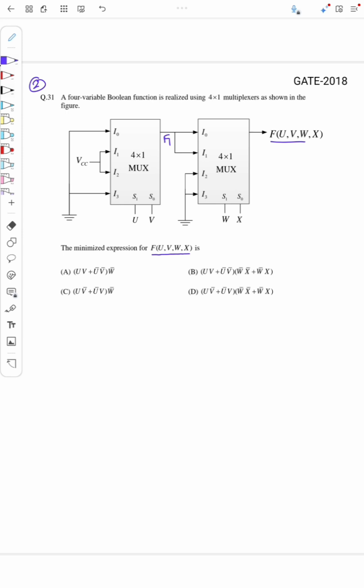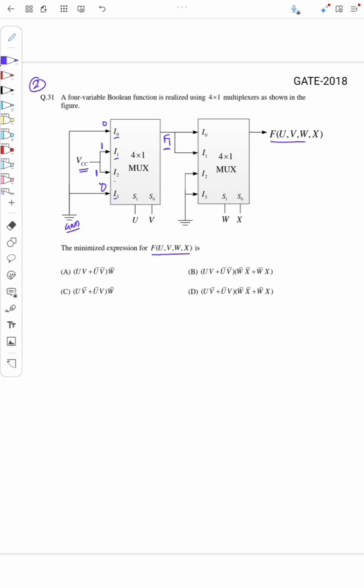So if you carefully see, I0 and I3 are connected to ground, right? So the input here is 0, while I1 and I2 are connected to VCC. VCC corresponds to 1, the value 1, okay, 5 volts or something. So what happens? What is f1?